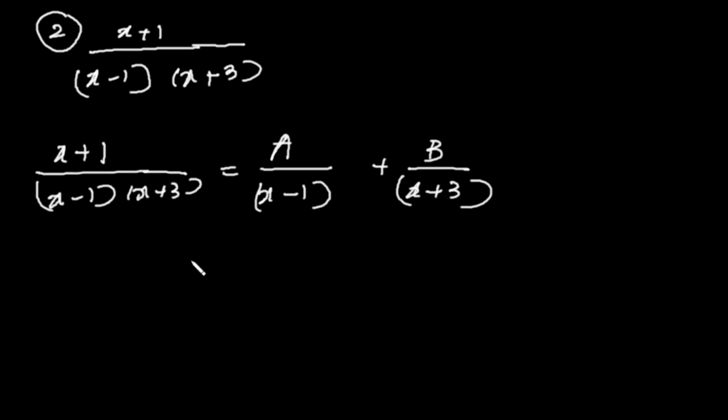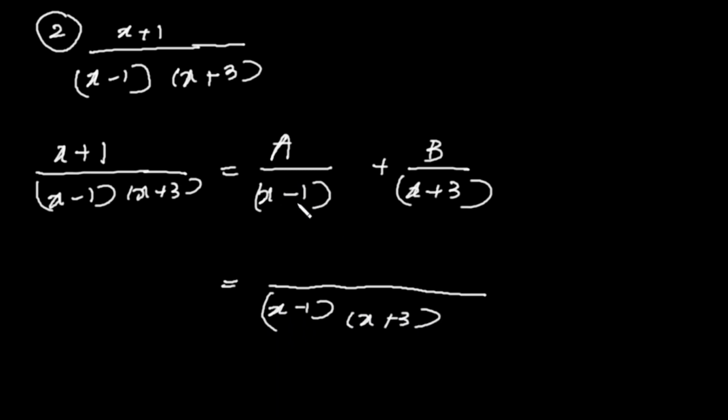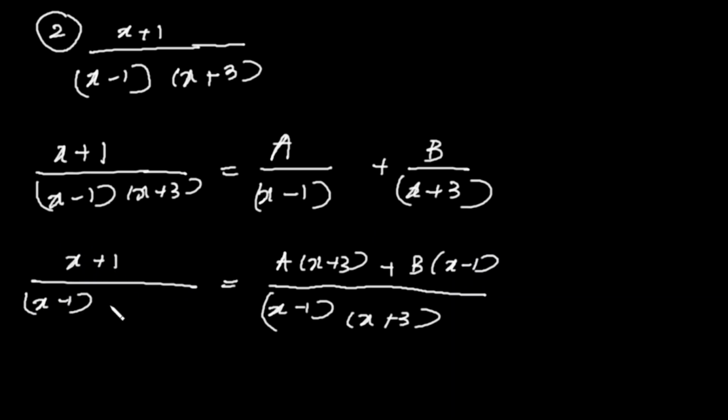Okay, now we can get a common denominator to solve this problem. The common denominator is this one, x minus 1 into x plus 3. Here it doesn't have x plus 3, so you need to multiply by x plus 3: a times x plus 3, plus b. Here it doesn't have x minus 1, so you need to multiply by x minus 1. Okay, here x plus 1 over x minus 1, x plus 3, so you can remove this denominator.